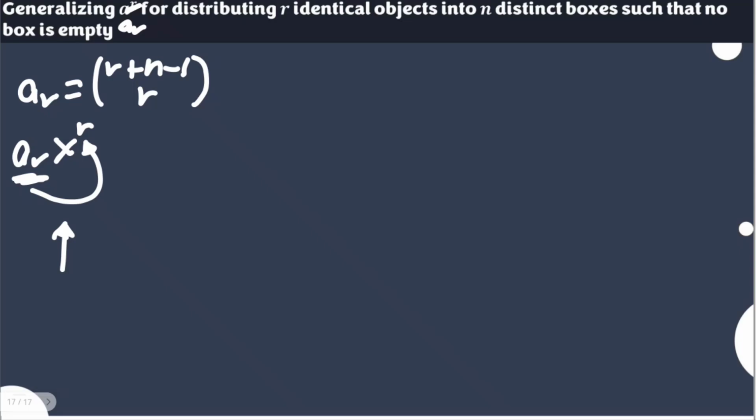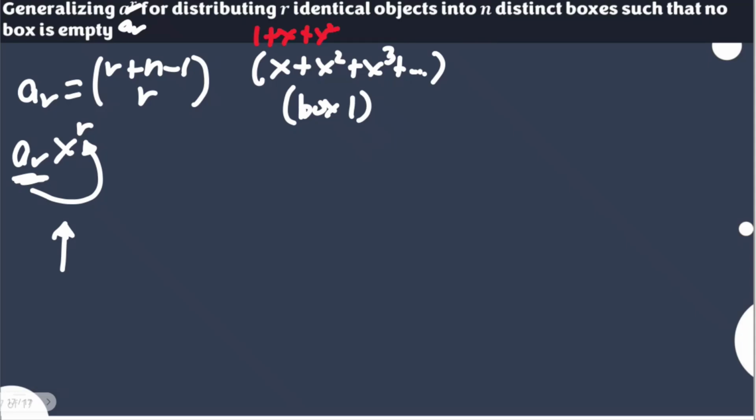But this time, since we will have n distinct boxes such that no box is empty, if we look at box 1, it is already guaranteed that box 1 is selected. That would mean its generating function doesn't start with 1, because 1 means it's not selected. So we'll start here with x, selected once, x squared, selected twice, x cubed, and so on. The difference from the previous video, where we had 1 plus x plus x squared and so on, is that we considered 1 because there was a possibility that it is not selected. This time, since no box should be empty, we will start with x.